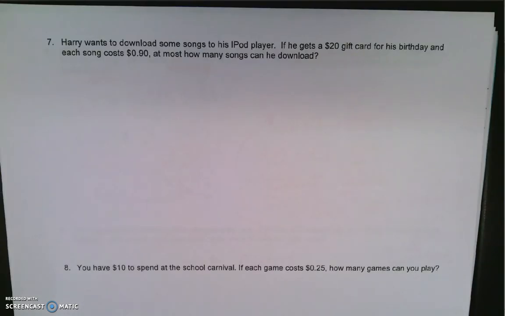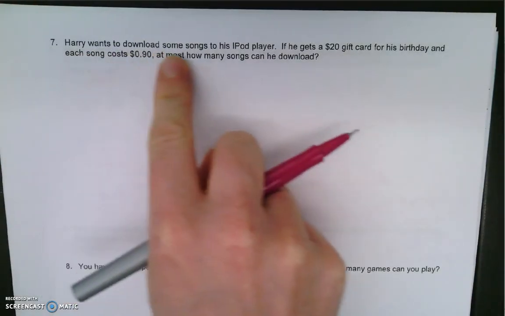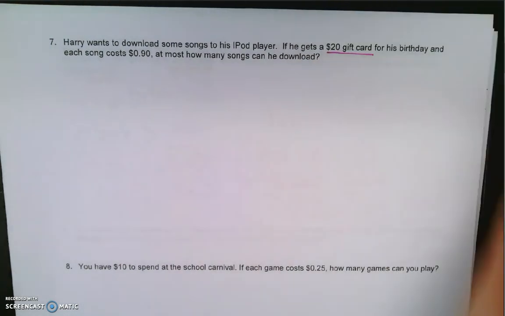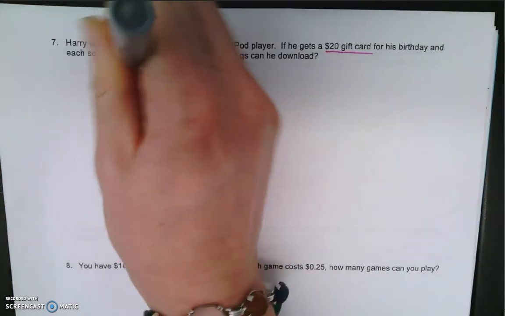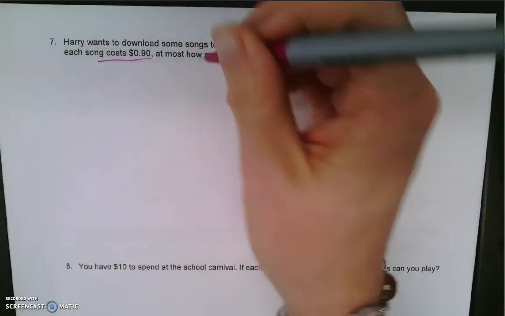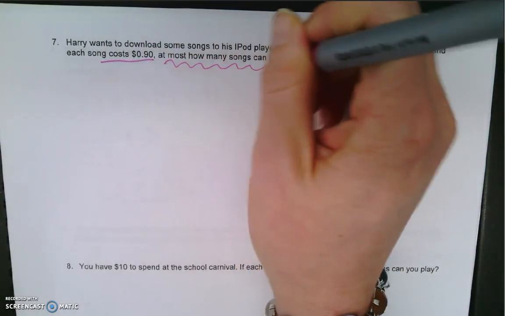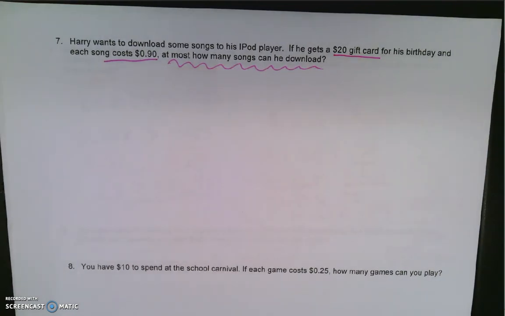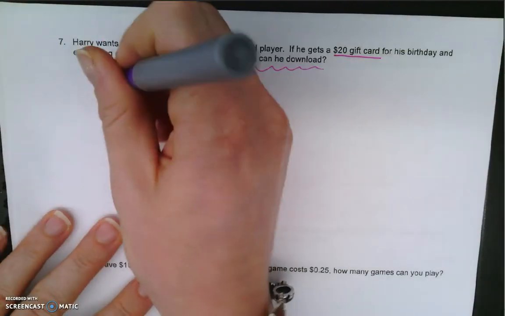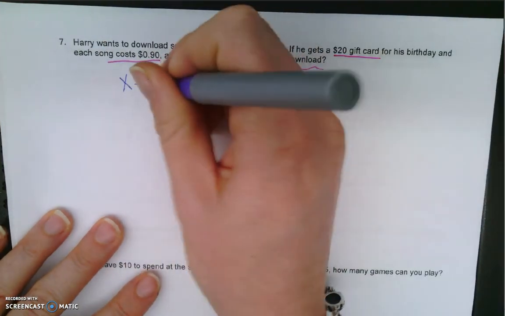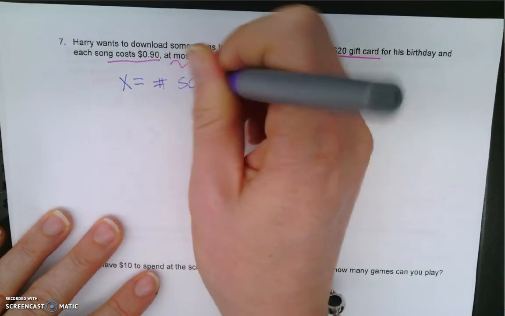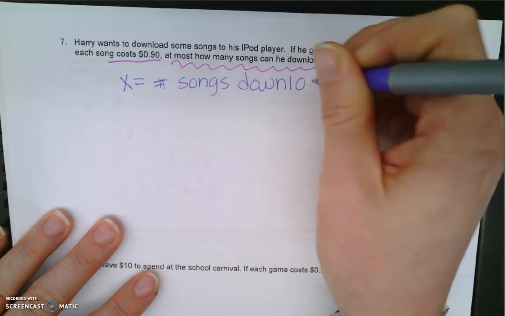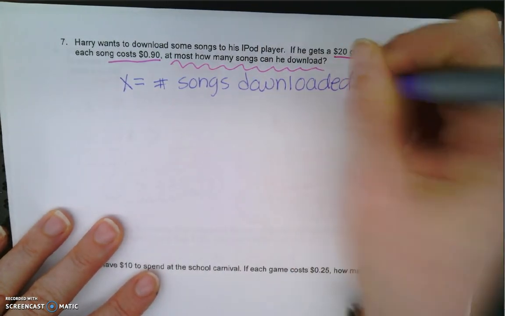Okay, number 7, I'll help you get started on this one. Harry wants to download some songs to his iPod player. If he gets a $20 gift card for his birthday and each song costs 90 cents, at most, how many songs can he download? So what's our unknown here? They're asking us about the number of songs he can download. So x equals number of songs downloaded. Remember, we want to be very specific when we define our variables.